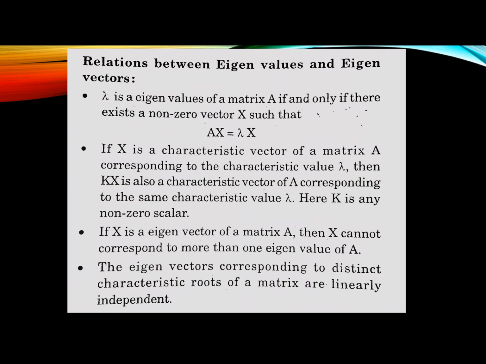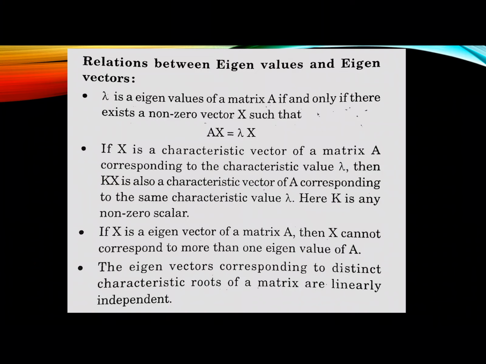Next we have some relationships between the eigenvalues and eigenvectors. Lambda is an eigenvalue of a matrix A if and only if there exists a non-zero vector x such that Ax equals lambda x. So suppose lambda is an eigenvalue of a matrix A, then the condition is Ax equals lambda x, where x is any non-zero vector.